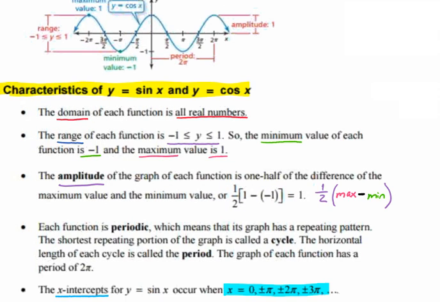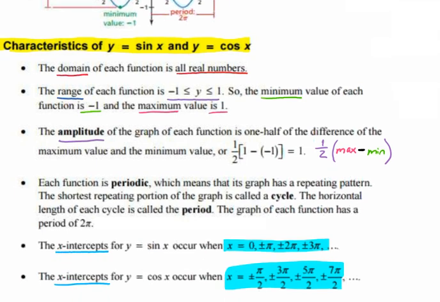Now, each function is periodic, which means that its graph has a repeating pattern. So think of a stamp. You have a stamp, and you stamp it over and over again. So it's periodic because that repeats. And that shortest portion, that stamp that you're using over and over, is what we call the cycle. And the horizontal length of each cycle is what we call the period. So the graph of each function has a period of 2 pi.